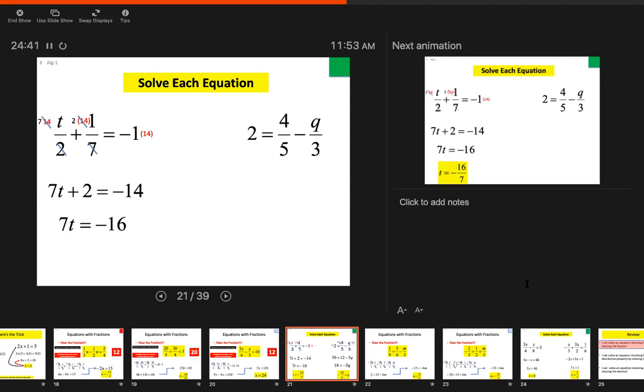Yes? Are you okay right here? Do you understand why I multiplied everything by 14? Okay, well, let's multiply by 14. I got a 2 underneath a 14. What's 14 divided by 2? 7. That's where this 7 came from right there. What's 14 divided by 7? That's where the 2 came from. Now we just got to do the multiplication. 7 times t. 7 times t.